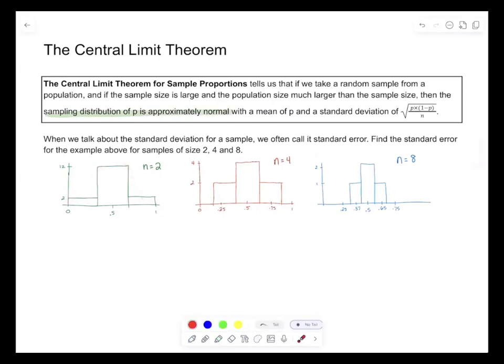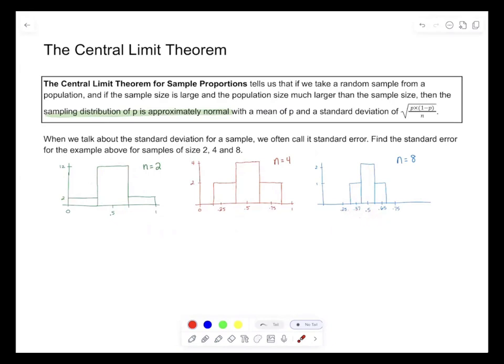Normal distribution, normal distribution, normal distribution. The mean is the same, P, right? Notice that the middle of these is always 0.5. It's the same for all of them. But what's changing is the standard deviation, right? We can see as we move from left to right that the standard deviation is getting smaller. It's getting more and more narrow.